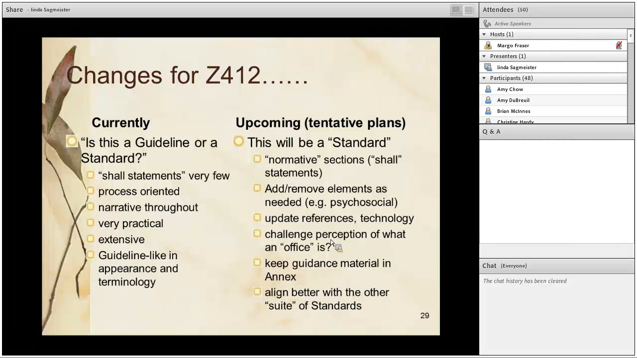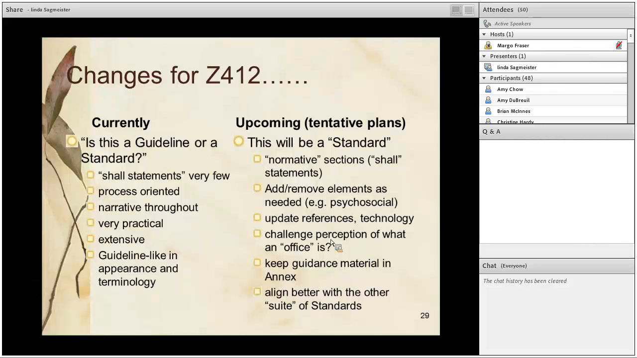I've written here that it's tentative plans, because really we don't know for sure until it's published. We will not know necessarily where this all goes or how it looks. But the current thinking is that it should be moved into more of a standard itself, so that the shall statements in the normative sections, which roughly means the same thing, will be far more obvious and much more in number, so that somebody who's reading it will know exactly what they need to do to stay in compliance with the standard.